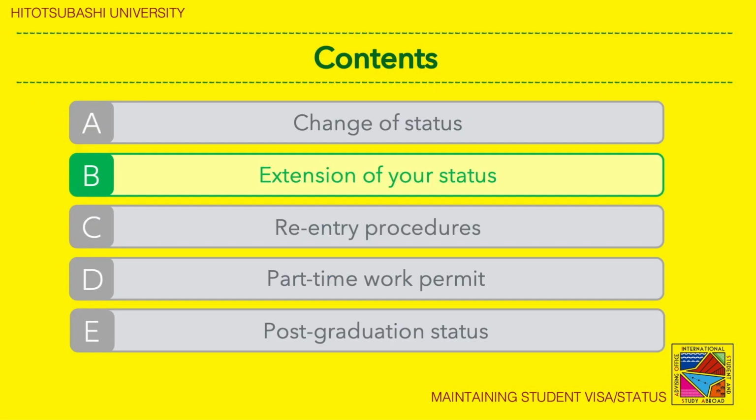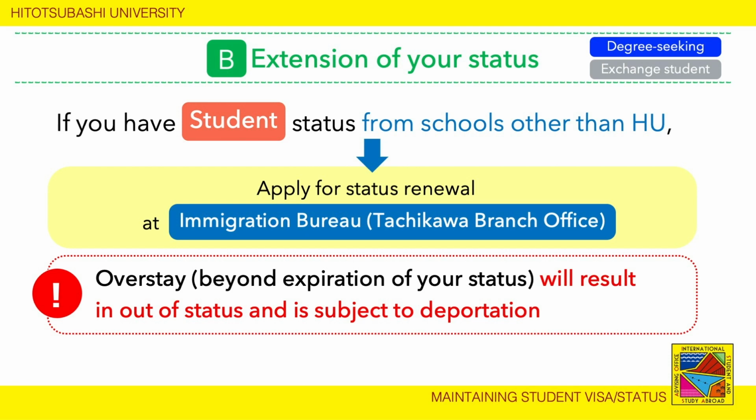Okay, this next section talks about extension of your status. Now, the extension procedure happens in one of 2 ways. One is when you change your school and then you need to basically add another 2 years or 4 years because you start your new study at the new university. When that happens, you need to go talk to the Tachikawa branch office and get your extension under the new institution that you're enrolled in.